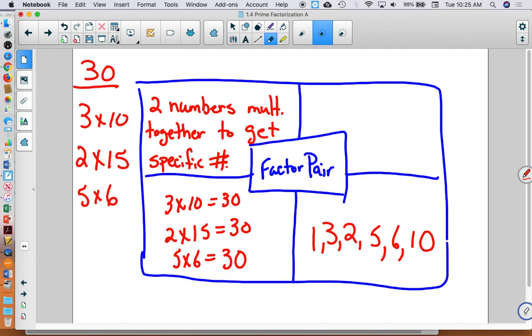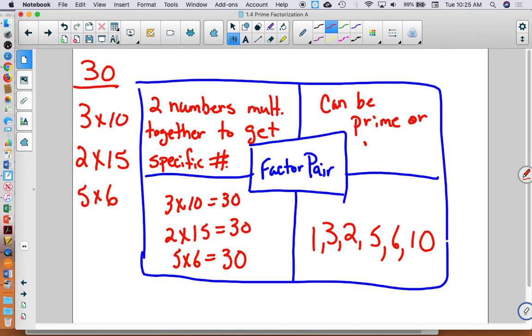Anything additional? Anything else we can throw up there? Do factor pairs have to be prime? No. No. But they can be prime or composite. That way we know that we're not saying they absolutely have to be prime numbers. Okay? That way there's no confusion. Do you agree? Yes.